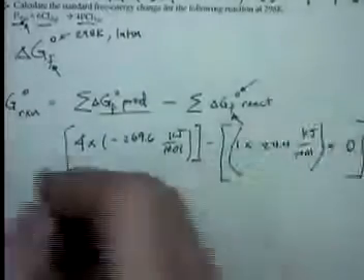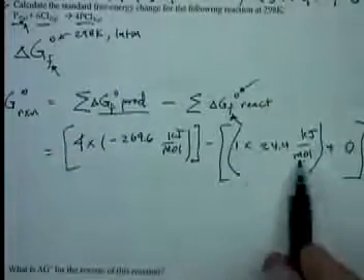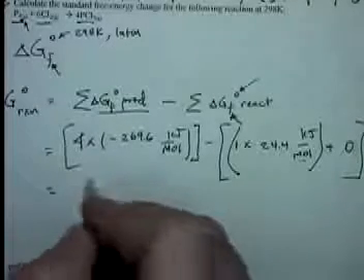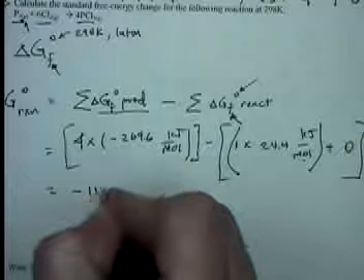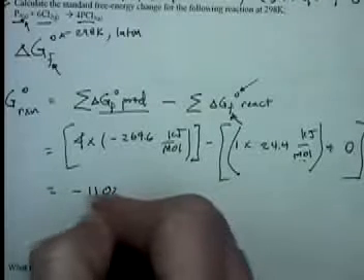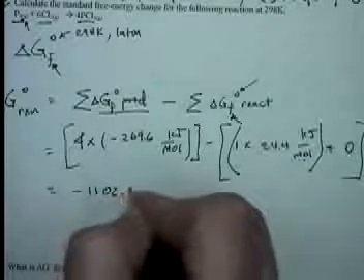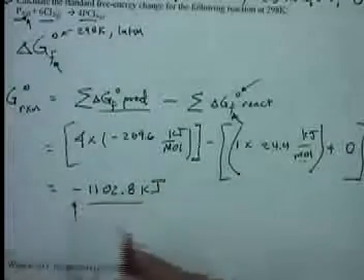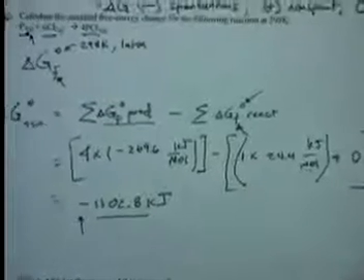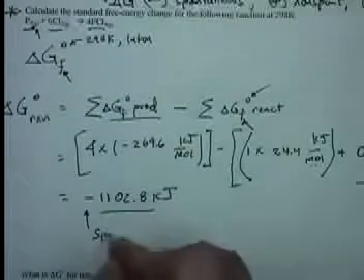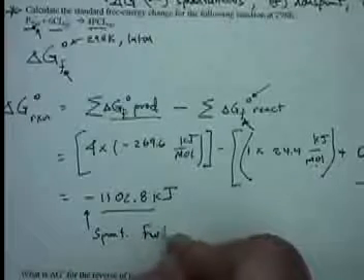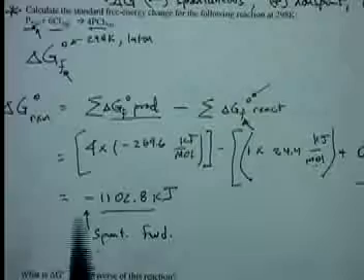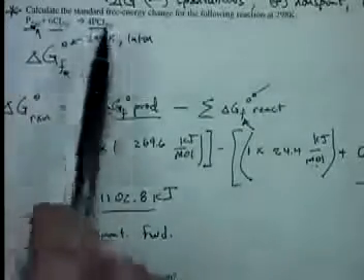It's the summation of those. And if we do products minus reactants, we should end up with a standard free energy change of negative 1,102.8 kilojoules. Notice the standard free energy is negative. What does that tell us about a reaction? Well, it tells us that it is spontaneous in the forward direction. Now, it doesn't tell us necessarily the speed, but it tells us that it will spontaneously move by itself from left to right if left alone.